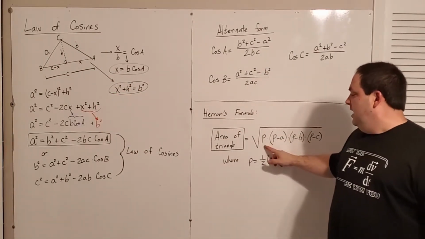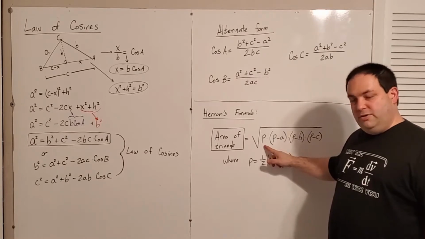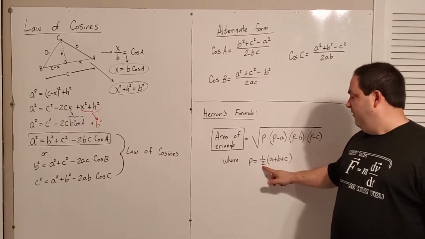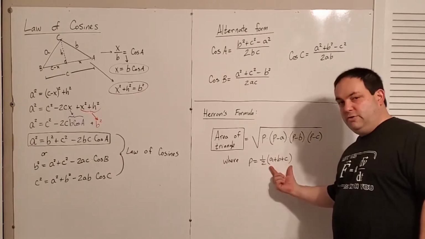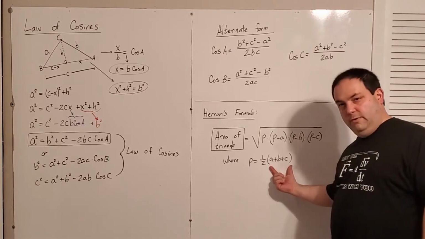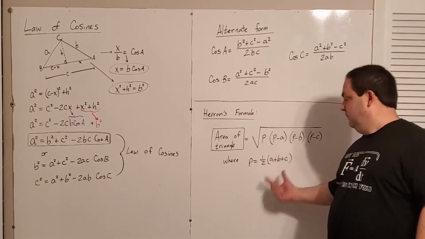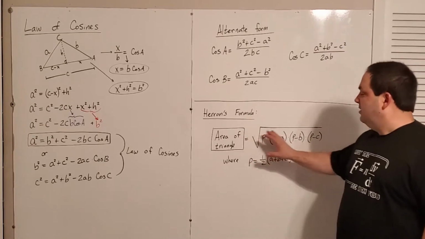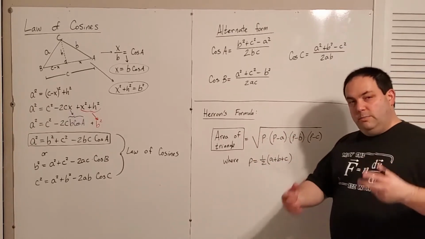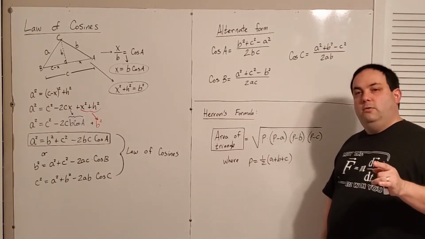And P is what we call the semi-perimeter. That's 1/2 times the perimeter of the triangle. The semi-perimeter, half of the perimeter, okay? And that gives us a really awesome way to compute the area of a triangle.